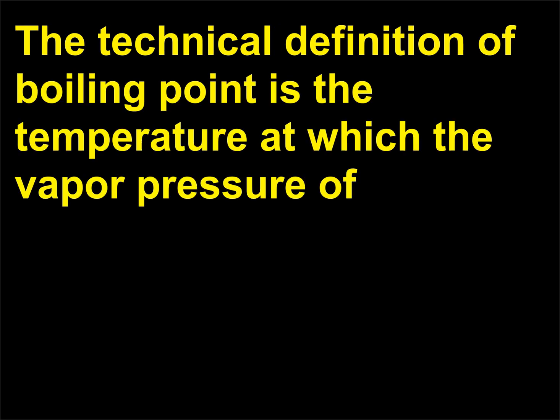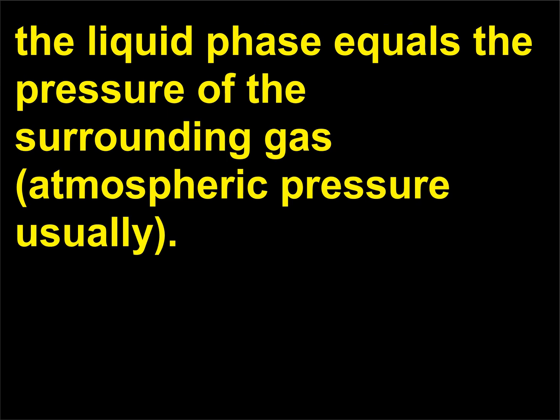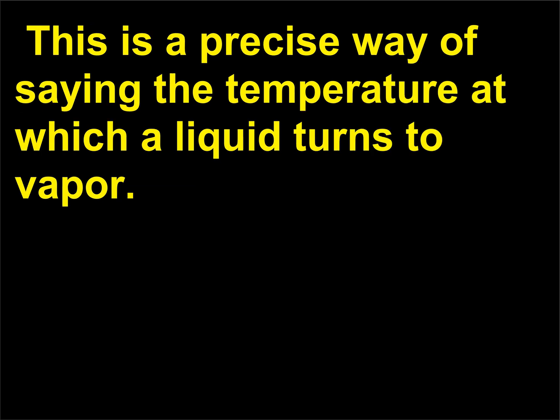What is a boiling point? The technical definition of boiling point is the temperature at which the vapor pressure of the liquid phase equals the pressure of the surrounding gas, atmospheric pressure usually. This is a precise way of saying the temperature at which a liquid turns to vapor.